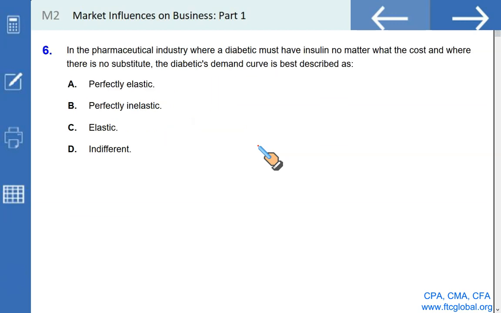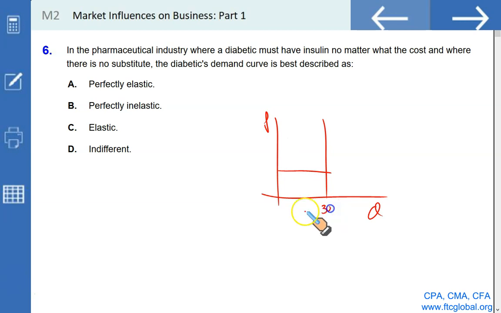In the pharmaceutical industry, where a diabetic must have insulin no matter what the cost and where there is no substitute, the diabetic demand curve is best described as this. No matter what the price is, he needs his insulin daily, 30 for the month. No matter if the price goes up, he will have to buy. So this is perfectly inelastic. Look no further. This is your right option.